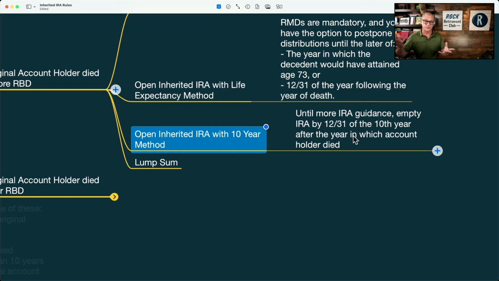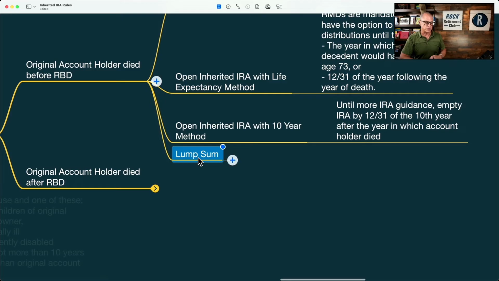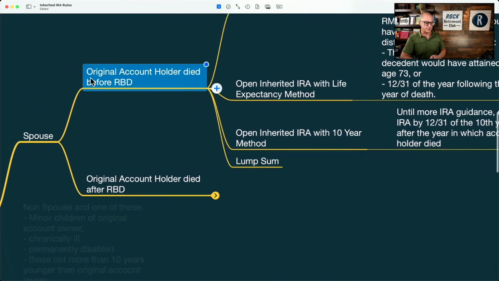And until further IRS guidance, because this is very unclear, that means that the inheritor, in this case the spouse, opening up an account in this category, would have 10 years from the date of death or the year end of date of death to empty the entire account, but they wouldn't have to take money in between that. Or they could just simply take a lump sum.